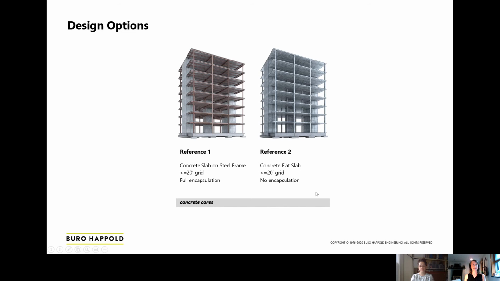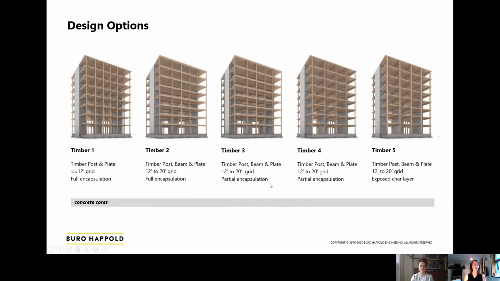And down here you can see, across many options, qualities that draw them together. Both of these options include concrete cores. Moving to the timber options, we have from left to right a series of post and plate and then post, beam and plate structural approaches. And here you have varying grid sizes. All of these options include concrete cores and different approaches to encapsulation for fireproofing. Note this exposed char layer in timber 5.